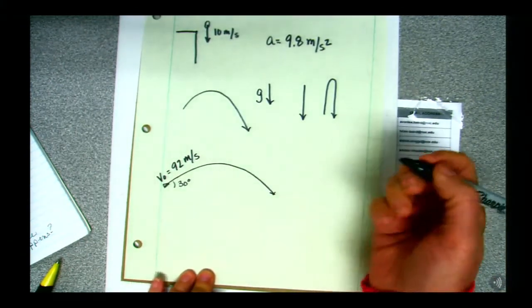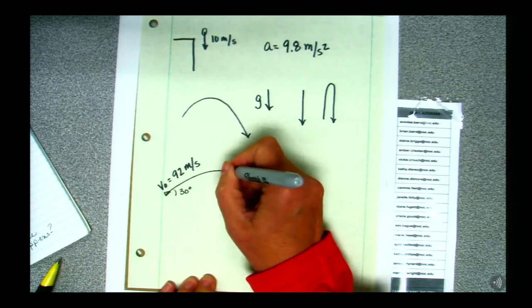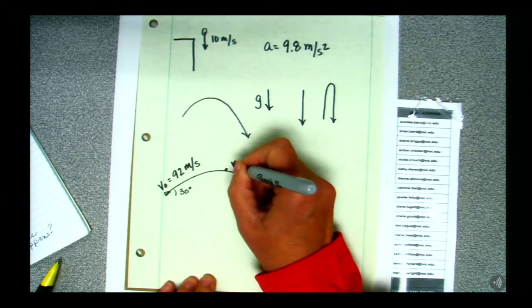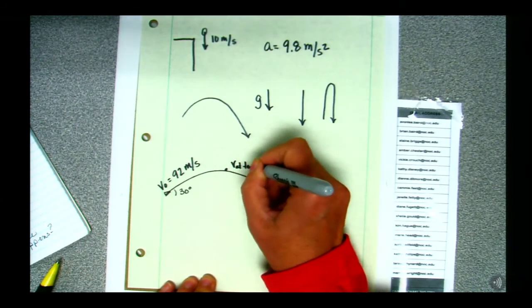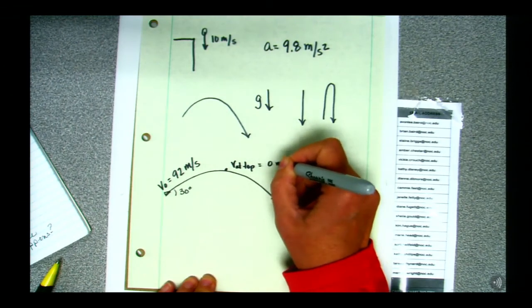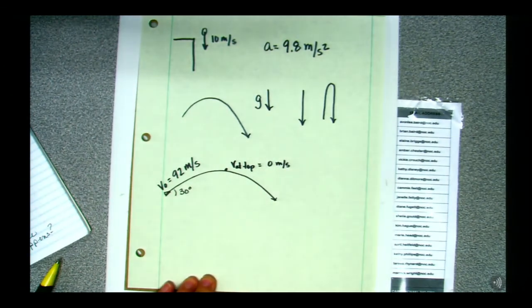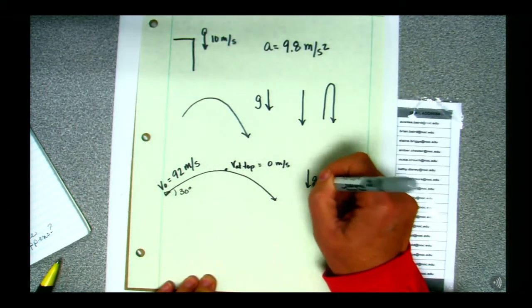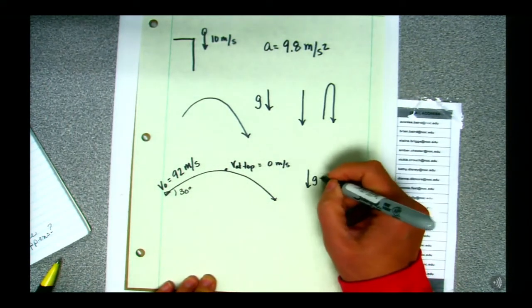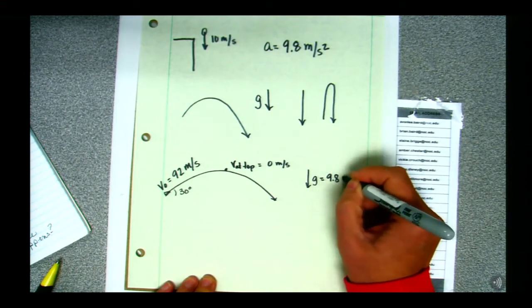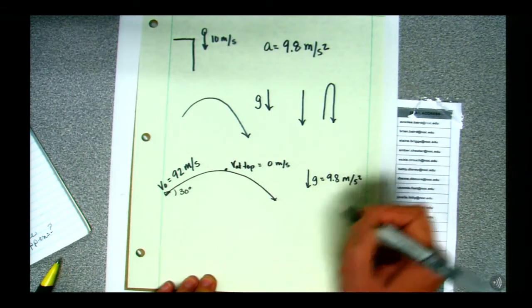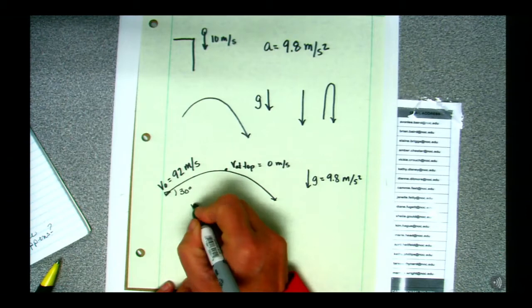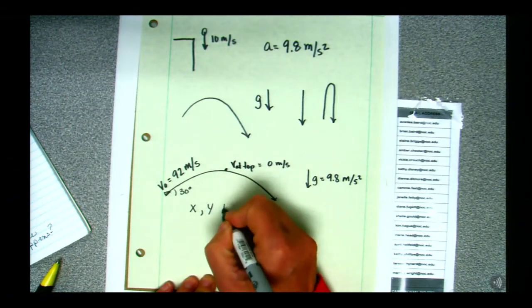Things we know. We know the velocity at the top is equal to 0 meters per second. We know we have an acceleration due to gravity, but it's in the y direction, and it's 9.8 meters per second squared. We know that x and y are independent.